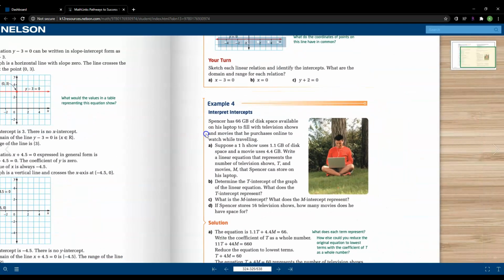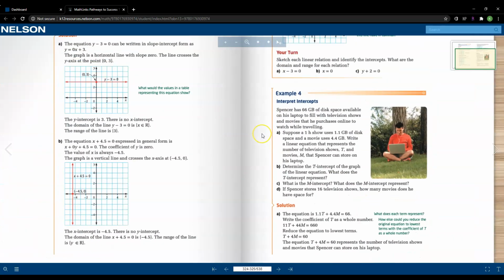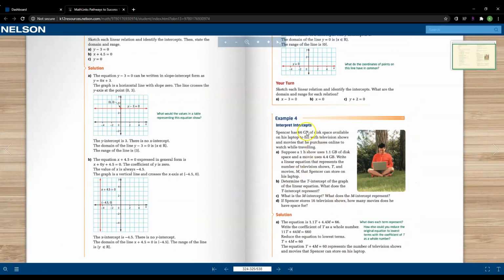I'm doing vertical and horizontal lines. So we'll look at 1 or 2 word problems. Okay. So Spencer has 66 gigabytes of disk space available on his laptop. That's not too much to fill with the television shows and movies he purchased online to watch while traveling. Suppose a 1-hour show uses 1.1 gigabytes of disk space and a movie uses 4.4 gigabytes.